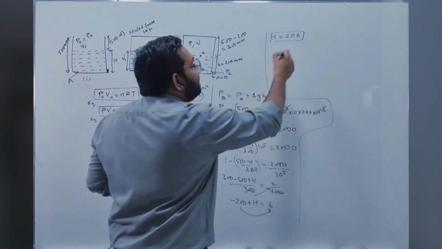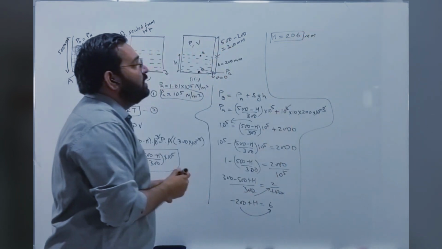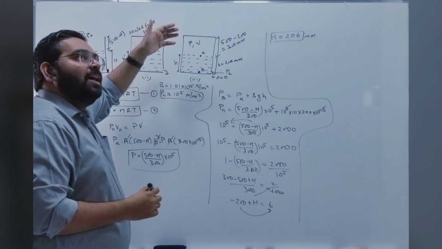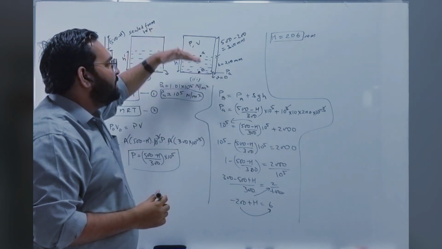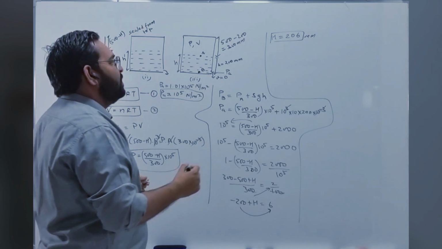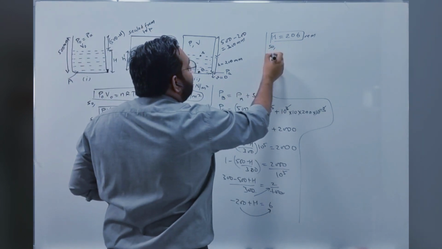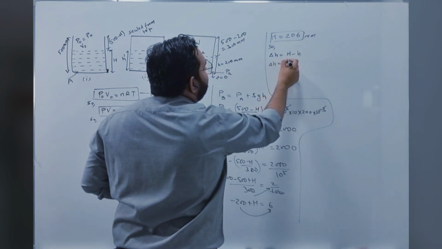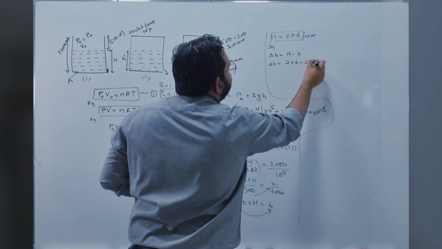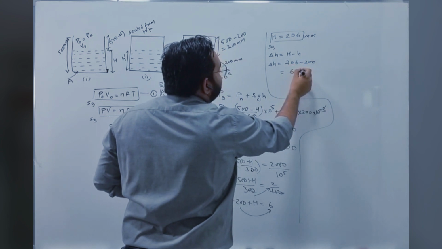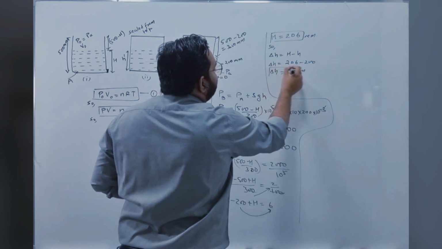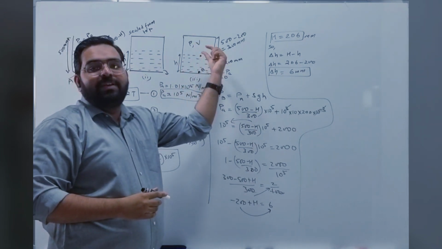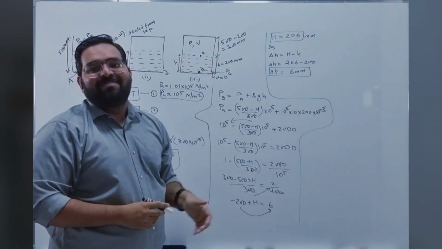The question was asking to find the level by which the water level, the amount of water which is coming out, or the height by which the level of the water has reduced. So delta H would be how much? Initial height minus final height. So delta H would be equals to 206 minus 200 mm. So that's going to be 6 mm. Delta H. This is the height by which the level of the fluid is reduced in the vessel finally.